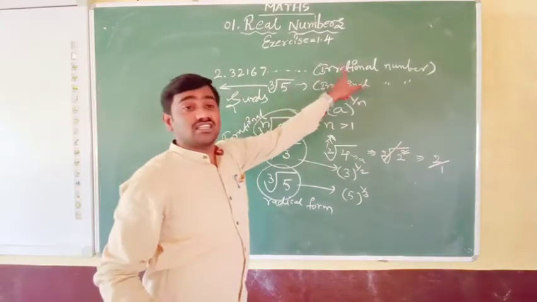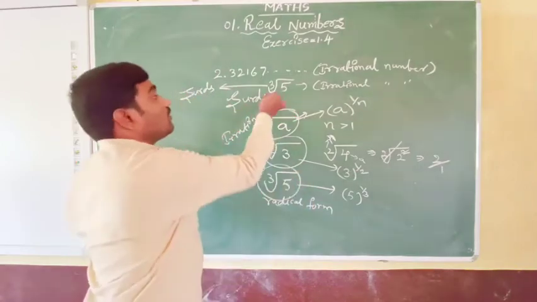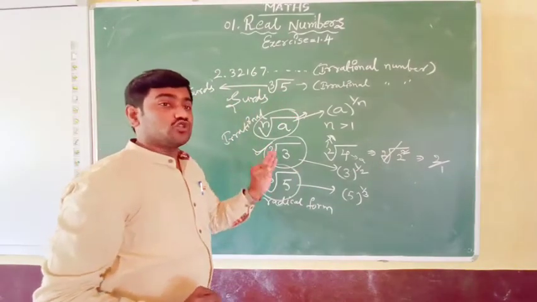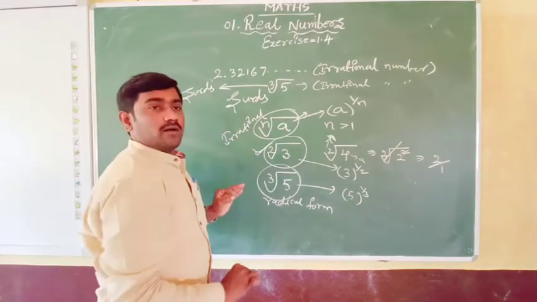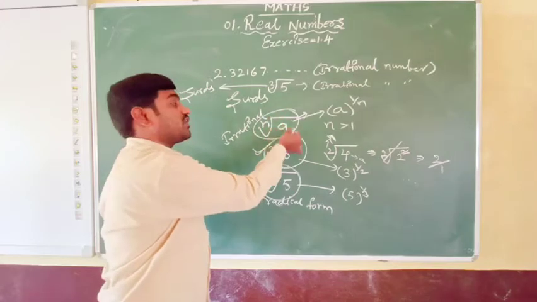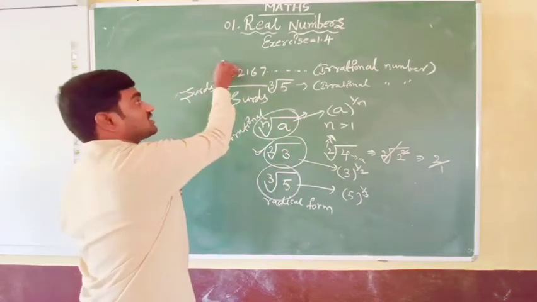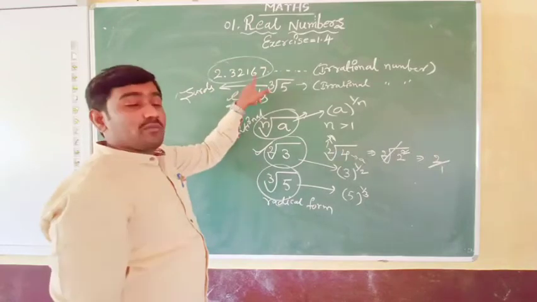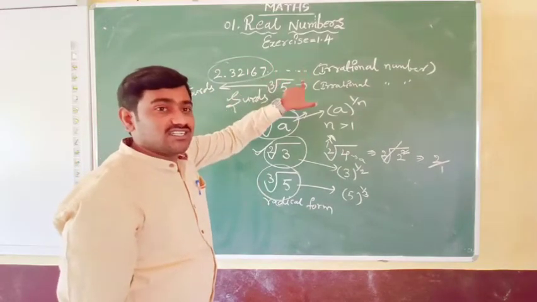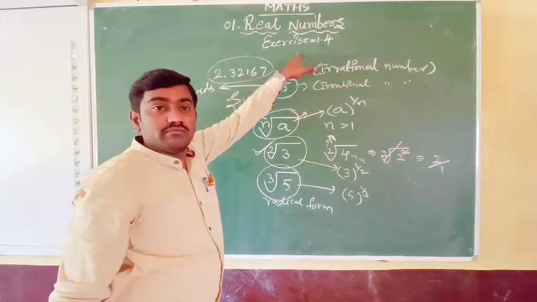Surds are always irrational numbers, but are all irrational numbers called surds? No. What is the meaning of surd? A surd is a number in the form of the nth root of a, where n is greater than 1 and a is a positive rational number that is not the nth power of a rational number. So, is this number in the form of the nth root of a? No. So all irrational numbers are not surds, but surds are always irrational numbers.